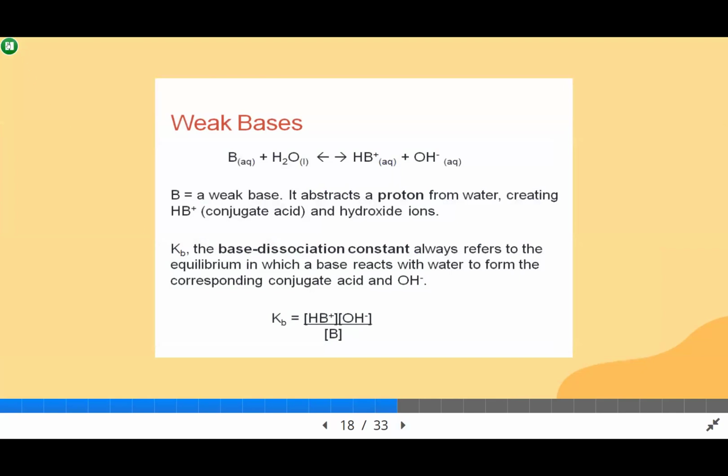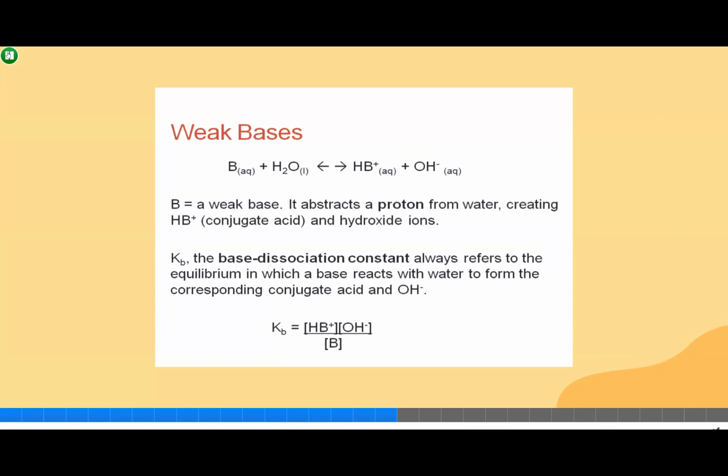Moving on to weak bases. Just like weak acids, weak bases like ammonia, for example, form a dynamic equilibrium in aqueous solutions. We have our general equation given here as B, your weak base, plus H2O yields HB plus and OH minus. B is your weak base. It attracts a proton from water, creating HB plus, which is the conjugate acid, and OH minus, which is your hydroxide ions. Instead of Ka, we have our constant Kb.